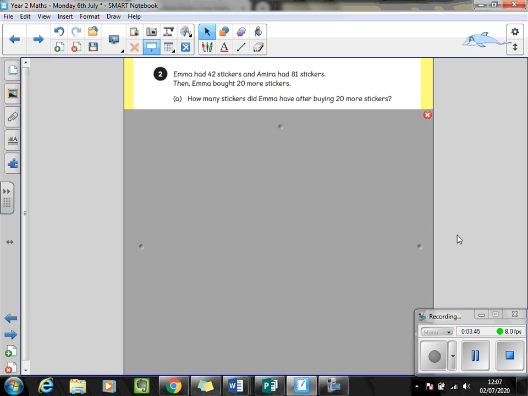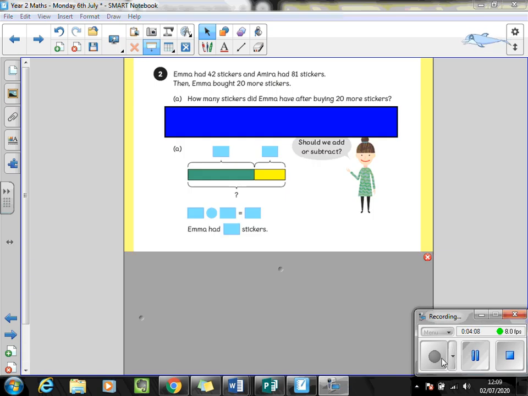Now this time, Emma has got 42 stickers and Amira has 81 stickers. Then Emma bought 20 more stickers. First part of this question. How many stickers did Emma have after buying 20 more stickers? Stop the video and solve this.